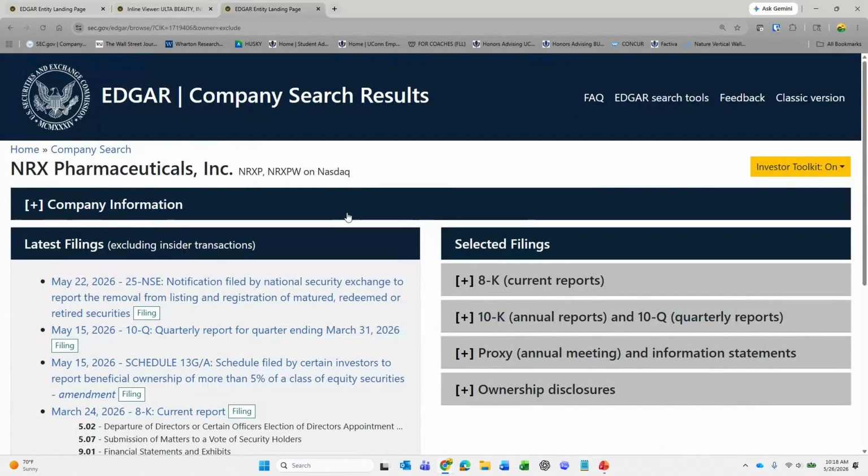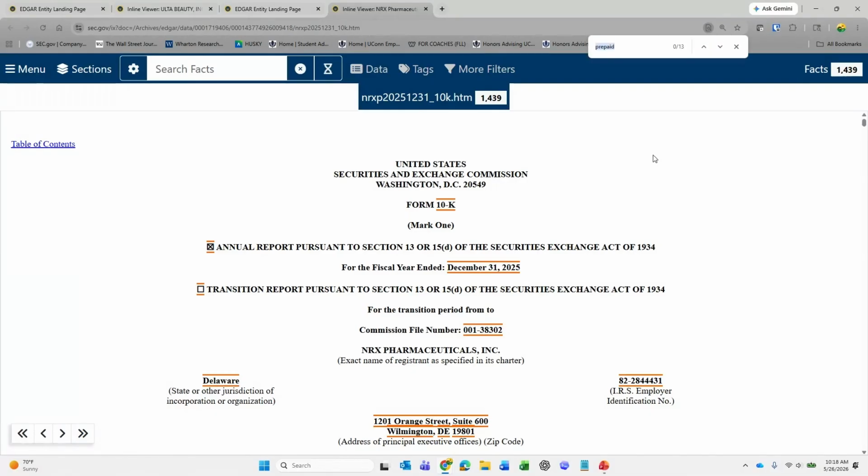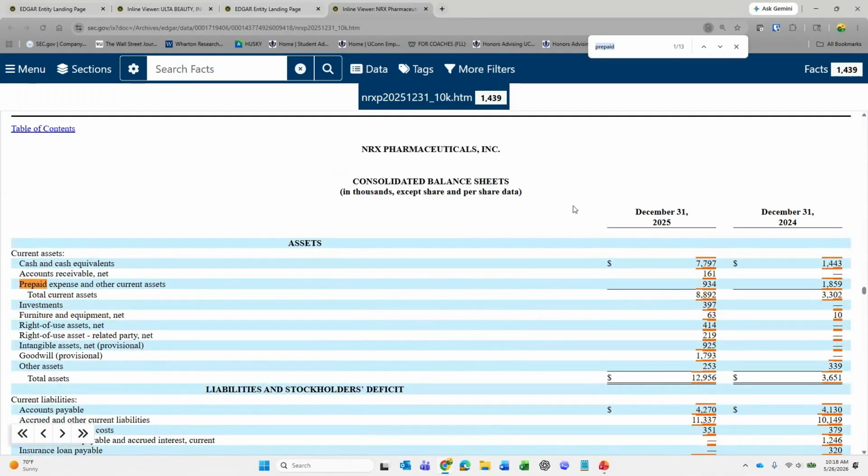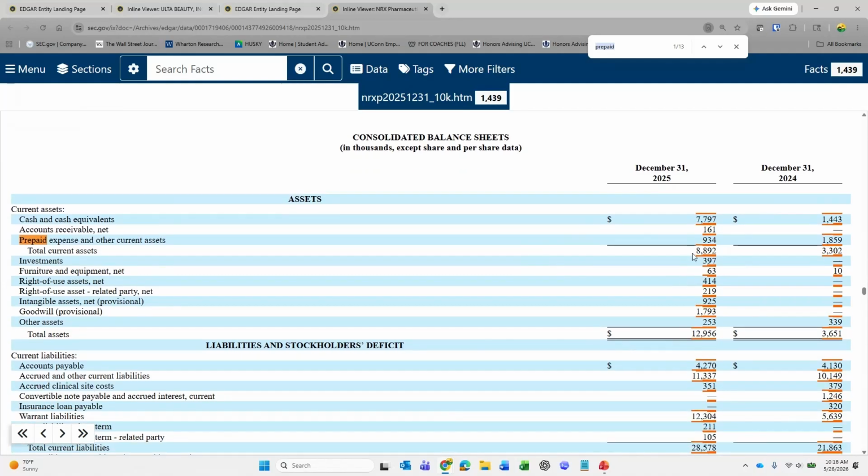Let's go to example of another company, NRX Pharmaceuticals. Again, let's jump to the word prepaid. On the balance sheet, this is a smaller company. Its total assets are only $12 million. Prepaid expenses is actually a pretty big chunk of those assets. It's about 7%, so more sizable than for Ulta.